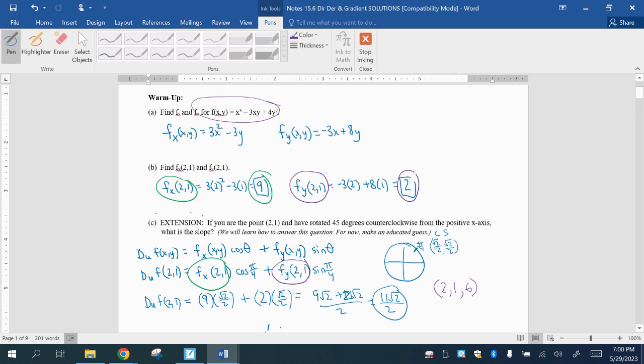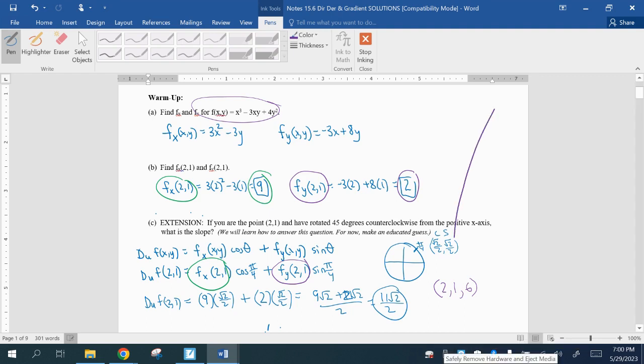So we're on this curve at the point (2, 1, 6), and if I'm rotating and looking at 45 degrees counterclockwise, the slope would be going upwards at a slope of 11√2/2. So that is what the directional derivative tells us, that we would be walking upwards. Okay, so that's the directional derivative at a degree.